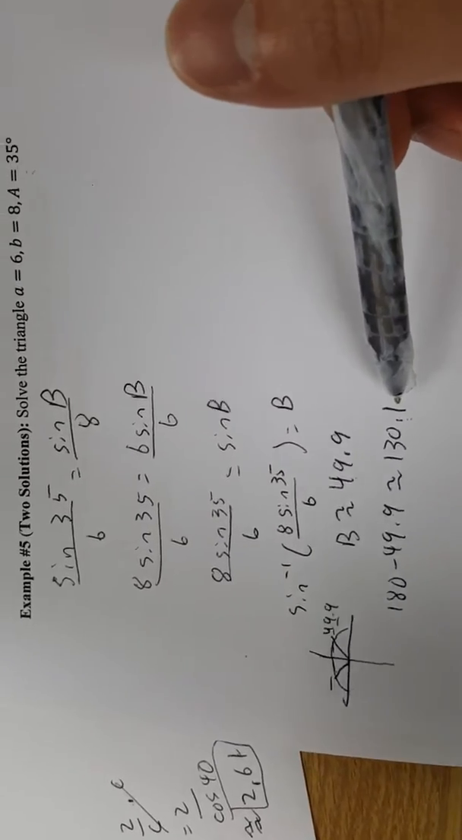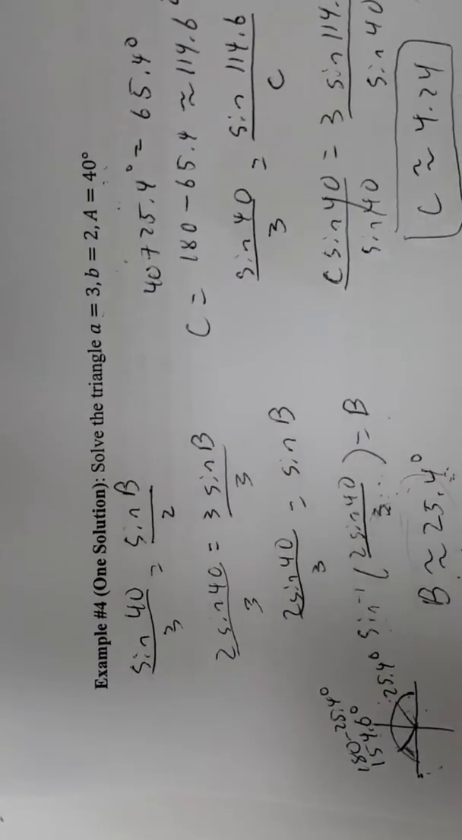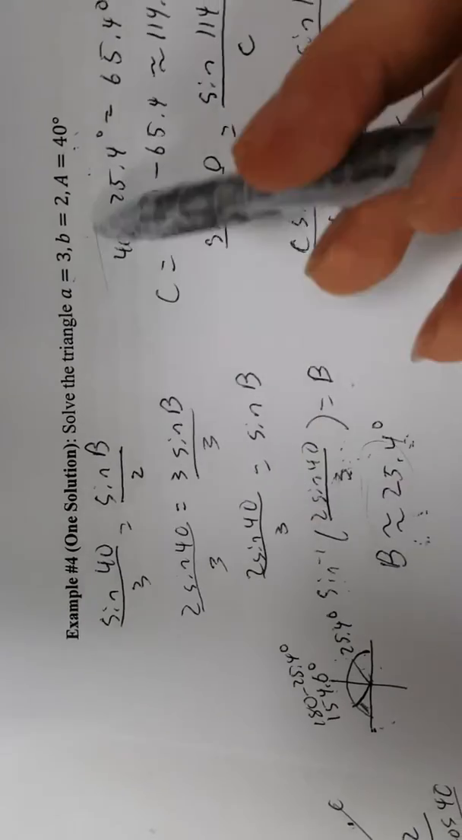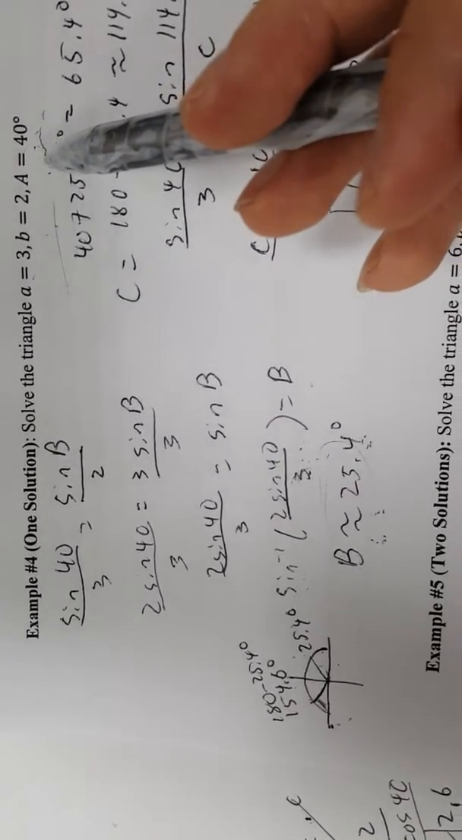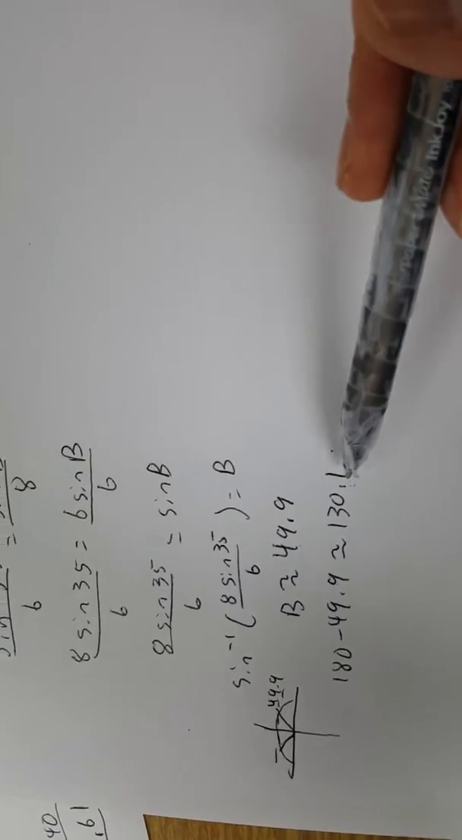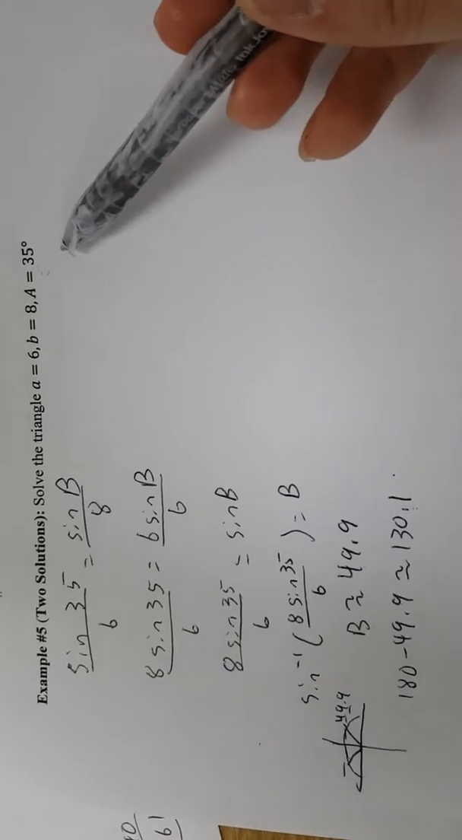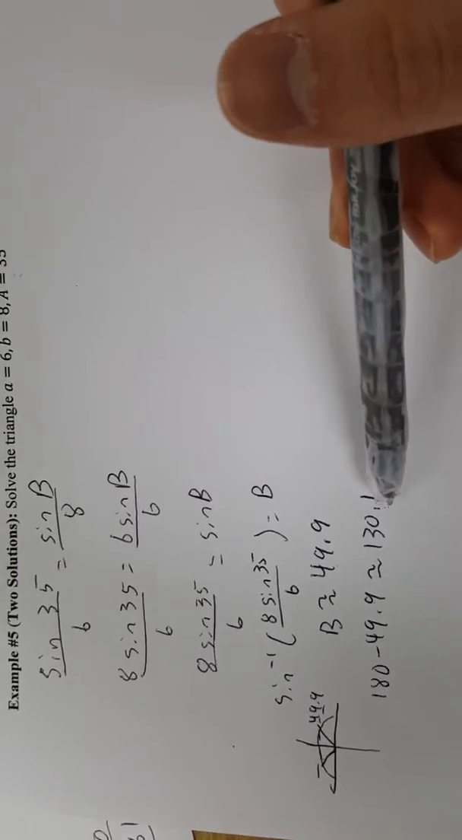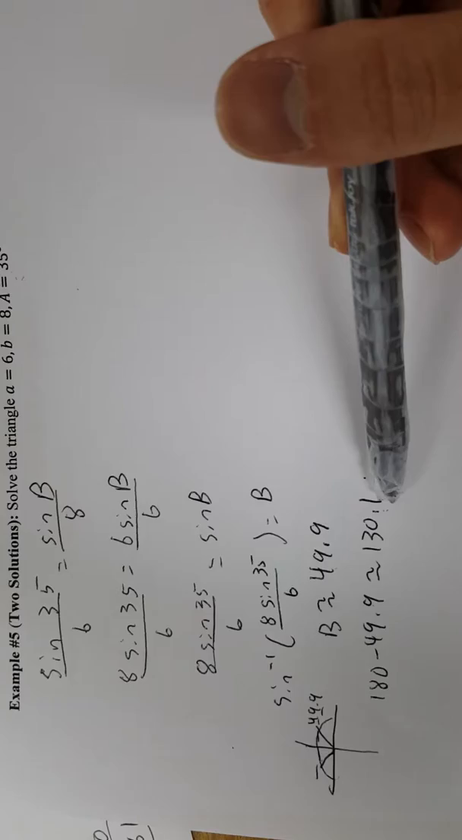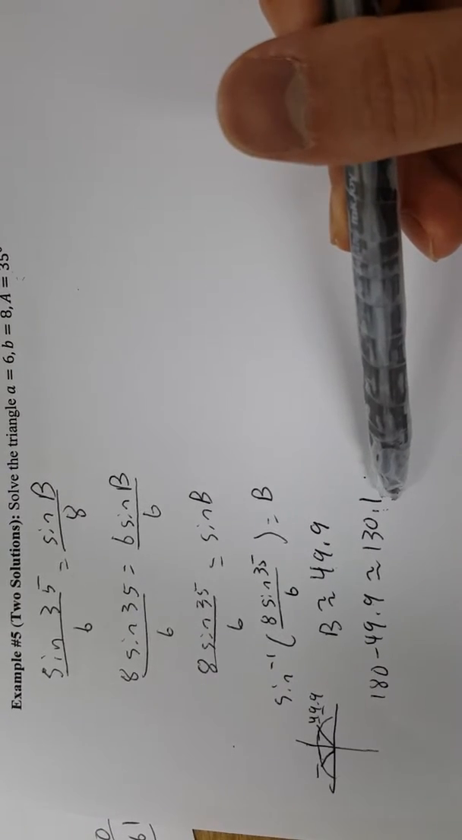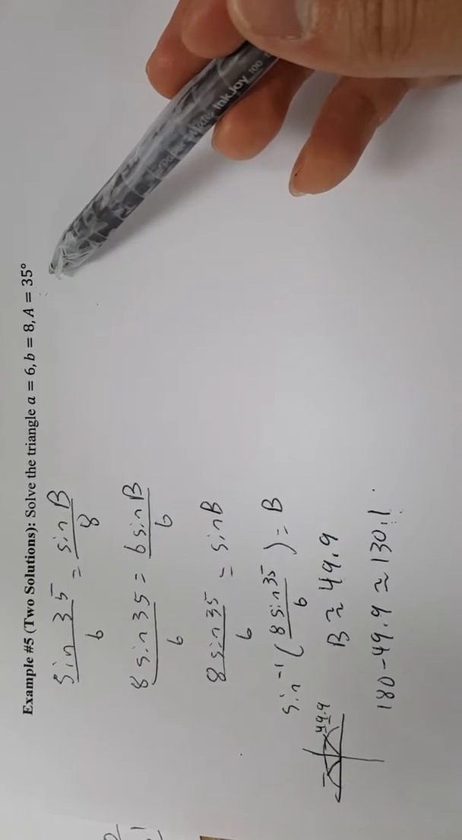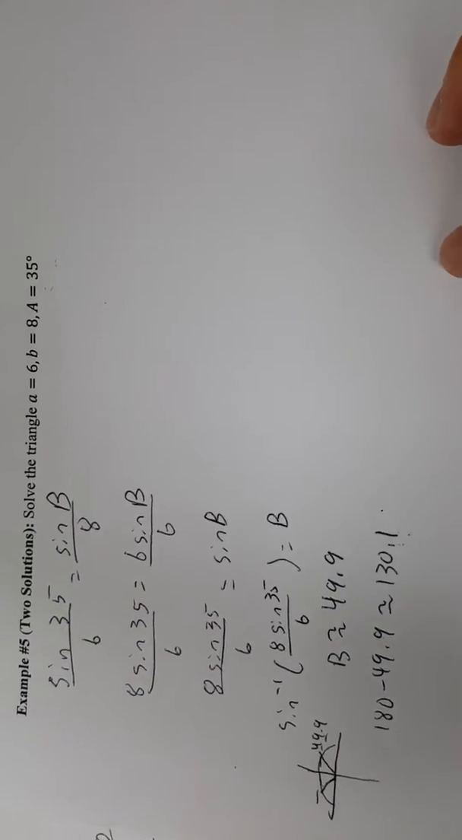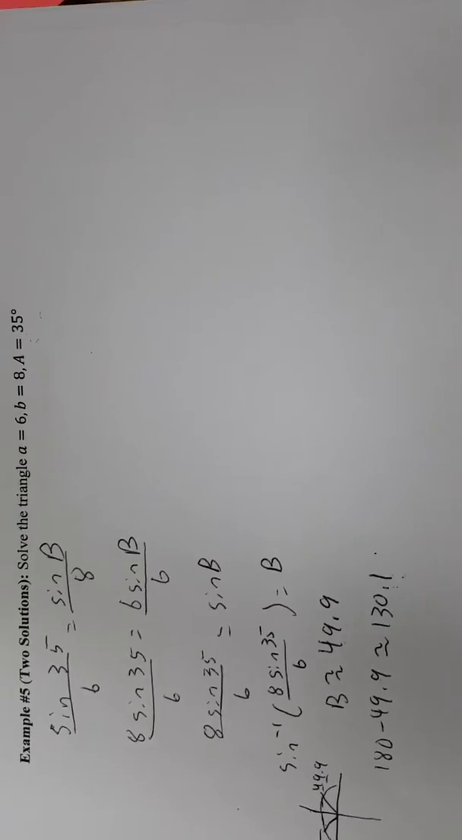See, I want to contrast that with example 4. If I have 154.6 and I add 40, I'm way over 180. And so that's impossible for a triangle. But now here, if my other angle is 130.1 and I add 35, then I know it can still work because I could still have room for a third angle. So now what happens is two triangles can form.